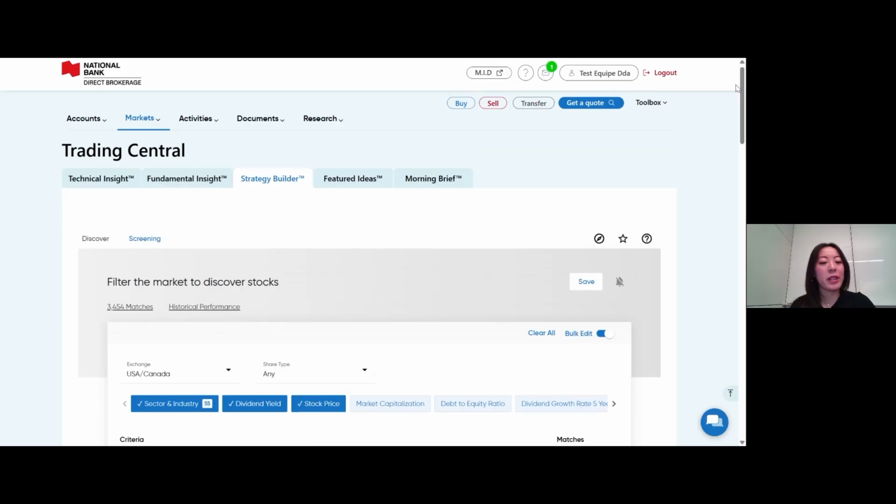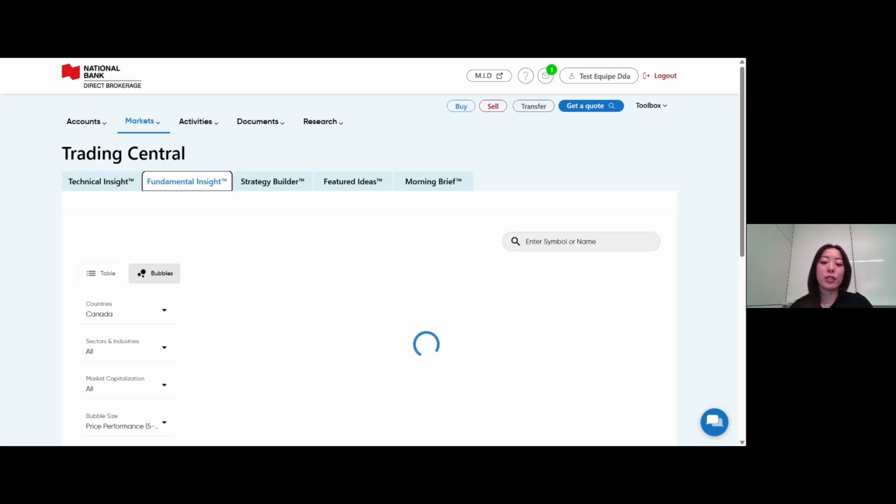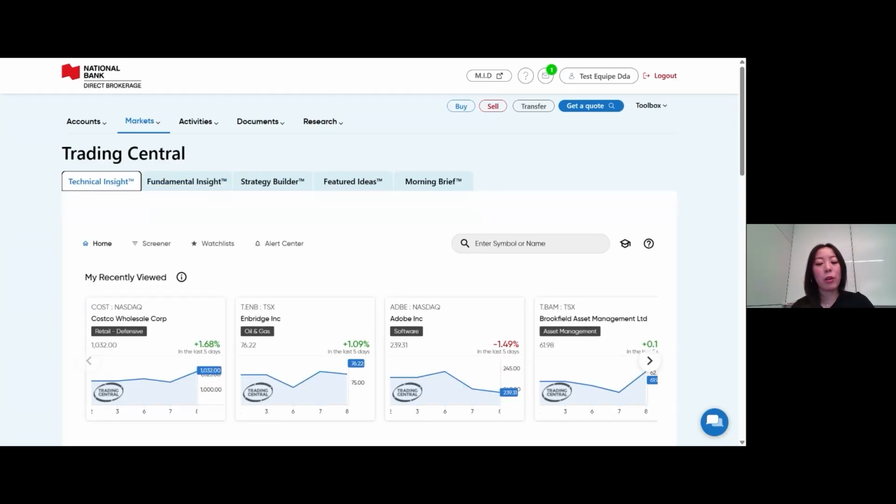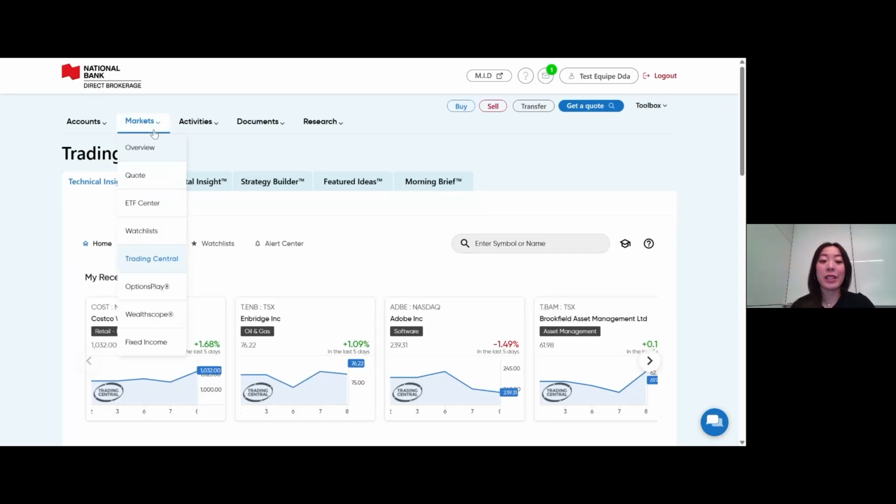Now, to sum up the 3 main tools of Trading Central, I would say the Strategy Builder tool is great if you're looking to identify what stocks match a certain strategy that you have in mind. The Fundamental Insight tool is when you would want to validate the company's financial strength based on their financial statements. And then the Technical Insight tool will help you with timing and managing entry or exit points for a particular stock. So it's a great use of the Trading Central tools, and you can find that under the Markets tab.